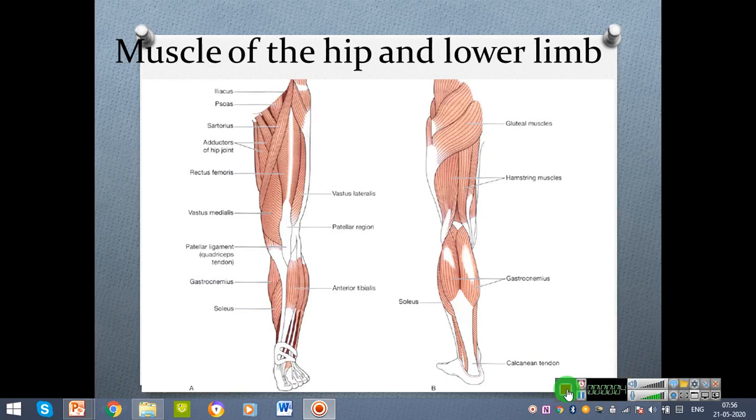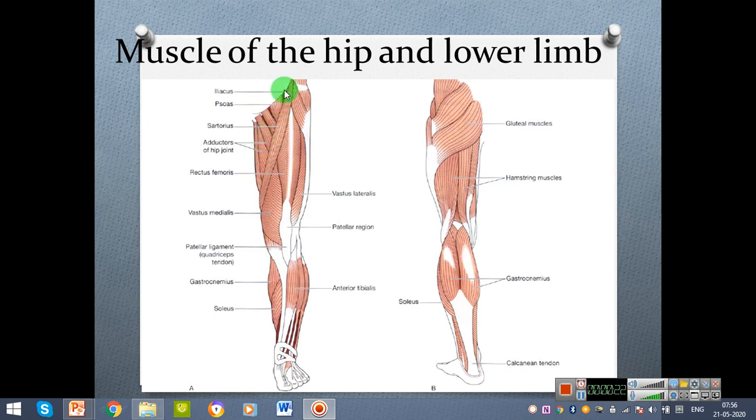Now I am going to describe muscles of the hip and lower limb. Let us see what are the muscles in this lower limb. This is the anterior part. This is the posterior view. This is the anterior view and the posterior view.